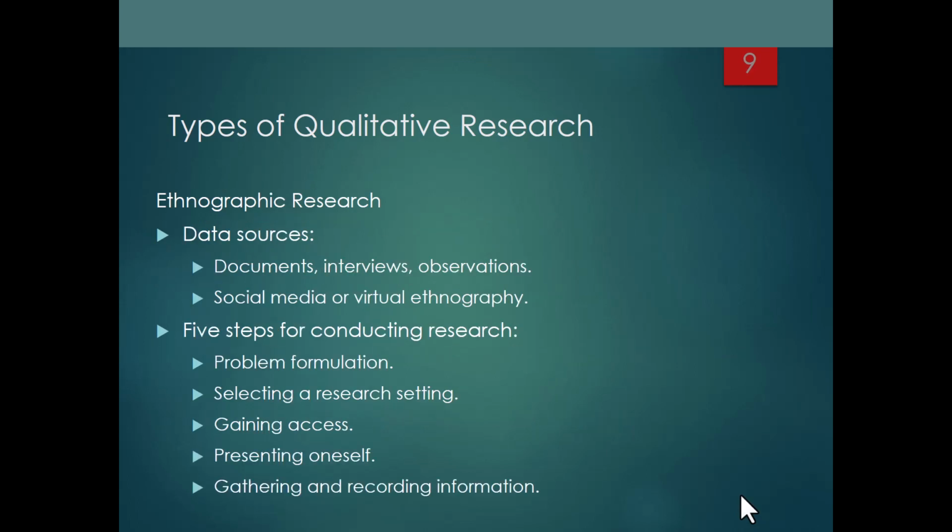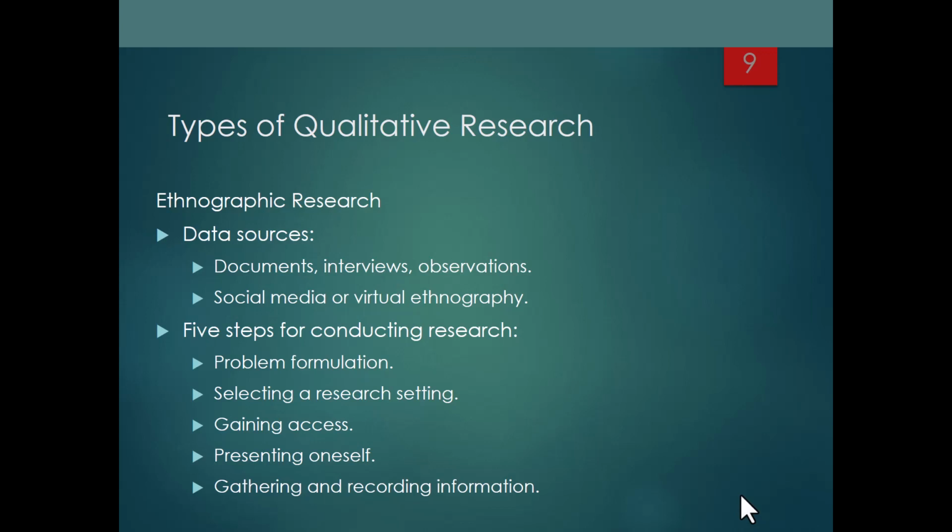So the data sources with this design: documents, interviews, observations. There's also social media or virtual ethnography. So virtual ethnography is ethnography that is conducted on the internet. It's a qualitative interpretive research methodology that adapts the traditional in-person ethnographic research techniques of anthropology to the study of online cultures and communities formed through computer-mediated communications.